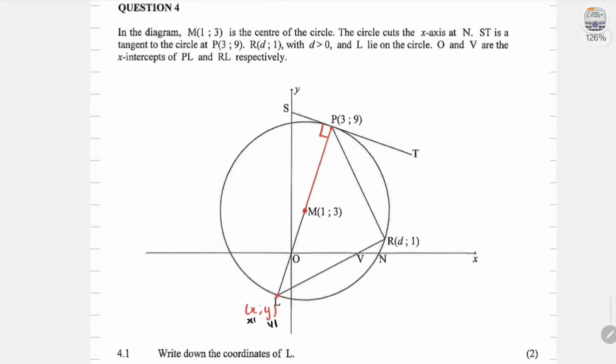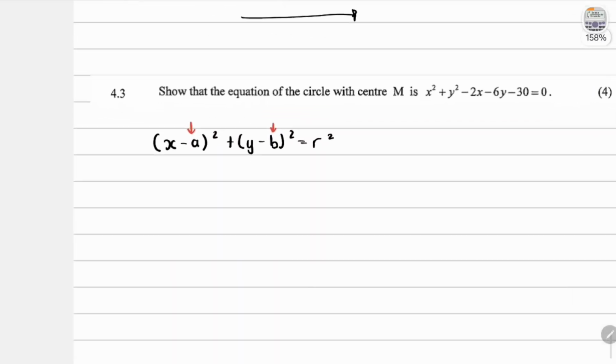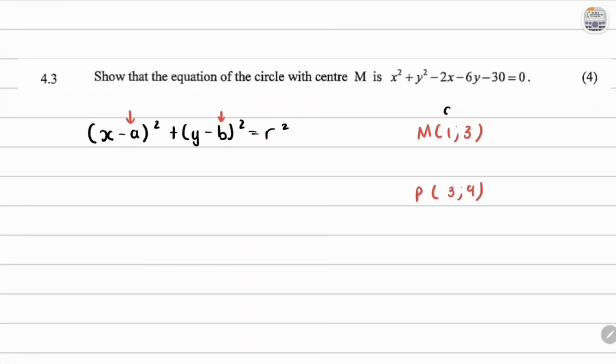So the center is M, which is (1, 3), and let's just put that down. And M is the center, so that is a and b. So we'll say (x minus a), which is 1, all squared, plus (y minus 3) all squared, is equal to r squared. Okay, so do you see now that this equation is almost complete? The only thing missing is r squared.